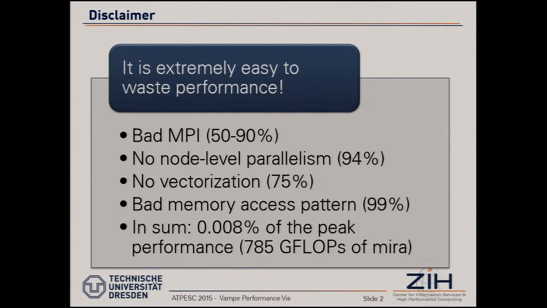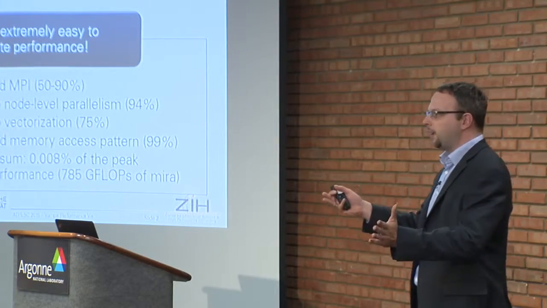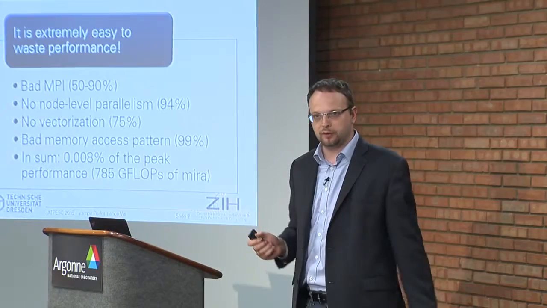No vectorization, typically 75% gone. Bad memory access patterns bring you down to 1% of the performance because you're constantly waiting on the main memory. And if you sum this all up, basically you get 785 gigaflops out of Myra. To put this in perspective, this is about what a modern GPU gives you, if you use it correctly.